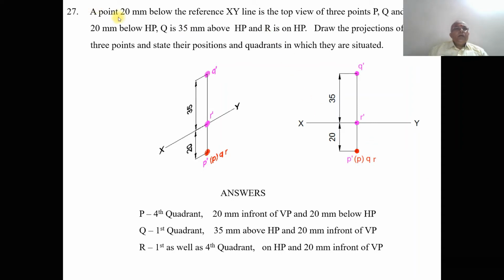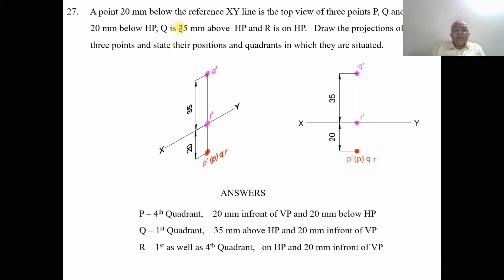Now, in this video, we will discuss one more problem on the projections of points. A point is 20 mm below the reference XY line, is the top view of 3 points capital P, capital Q and R. So that means you're going to get the top view of 3 points P, Q, R.